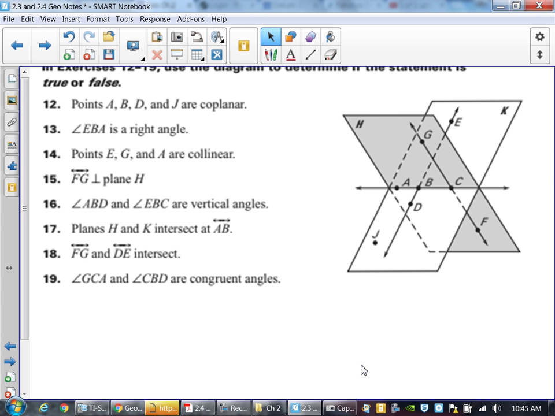Anyway, so points A, B, D, and J are coplanar. Is that something you can infer from the diagram? Yeah, because it's a true statement. Now, can we infer that angle EDA is a right angle? False. Why? Because there's no box. Perfect. There's no little square box in there. When you have right angles in diagrams, you're going to have one of two things. First of all, it might actually state that the angle is a right angle. Or secondly, it'll have that little right angle box in it.